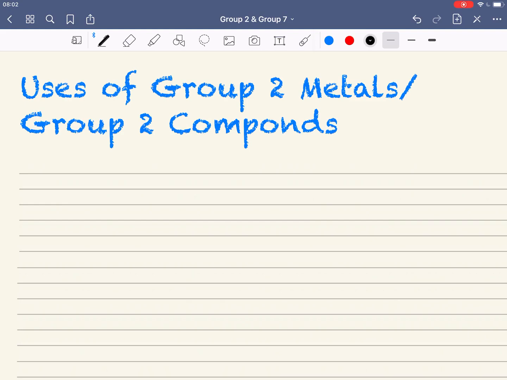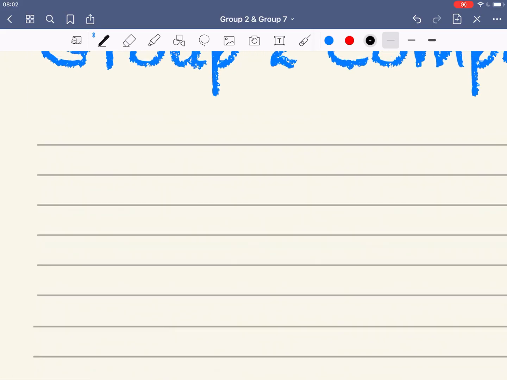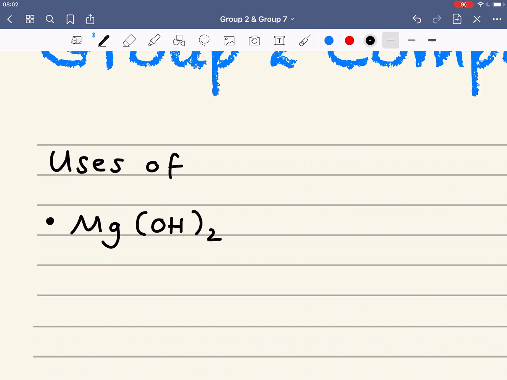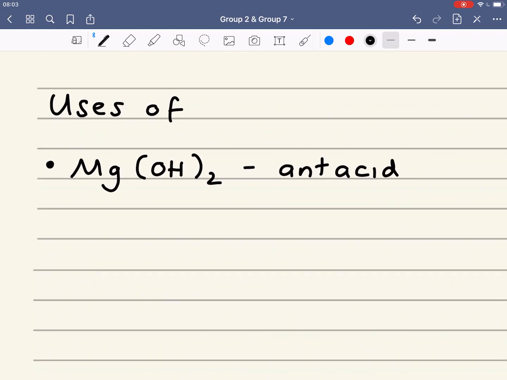Here we're just going to run through some of the uses of group 2 metals and group 2 metal compounds. The first of these is the use of magnesium hydroxide. Now, the use of this relies on the fact that magnesium hydroxide is a base and therefore is used as an antacid. It's used to neutralise excess stomach acid.